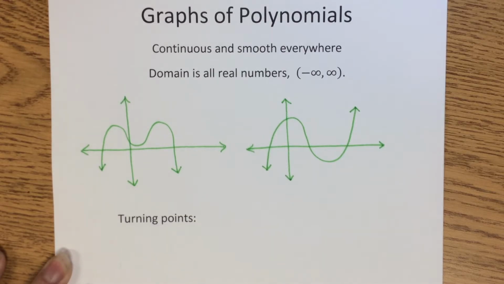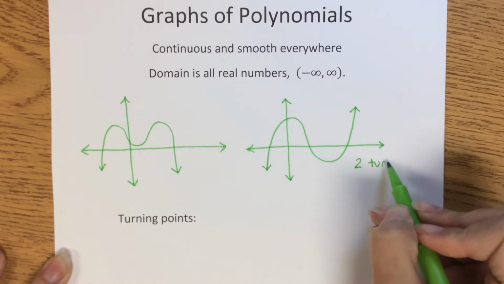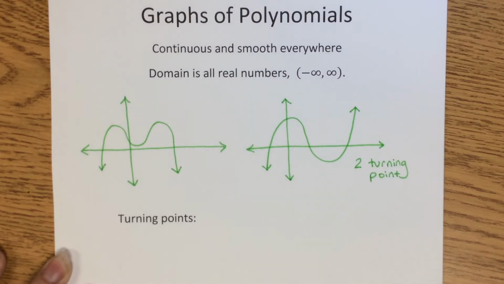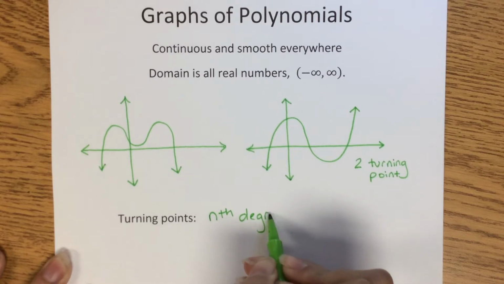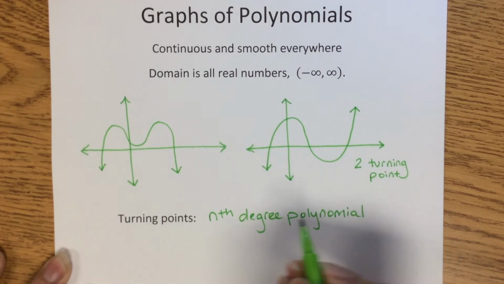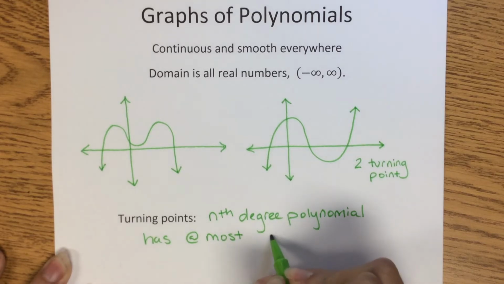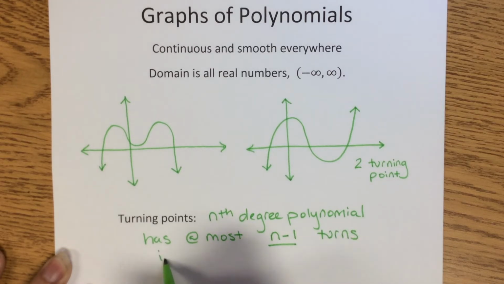You can also determine a lot from the turning points of a graph. This particular graph has 2 turning points. So I could guess my degree and say that it's probably going to be a third degree polynomial, because an nth degree polynomial has at most n minus 1 turning points, turns in the graph.